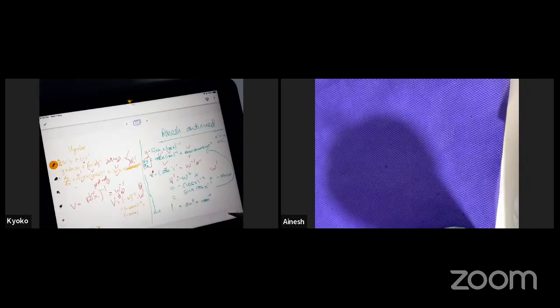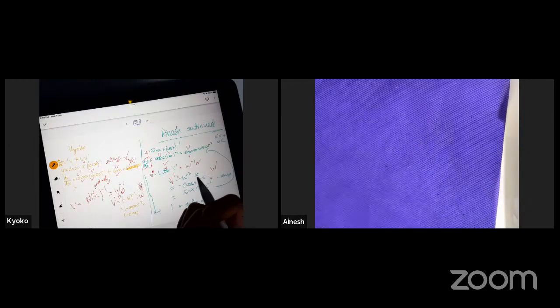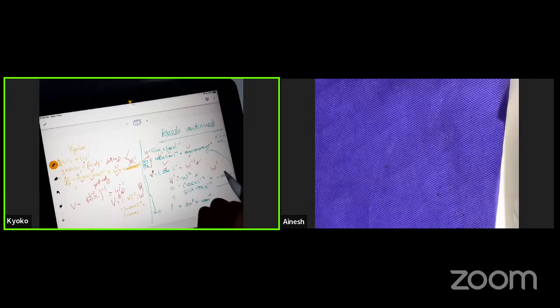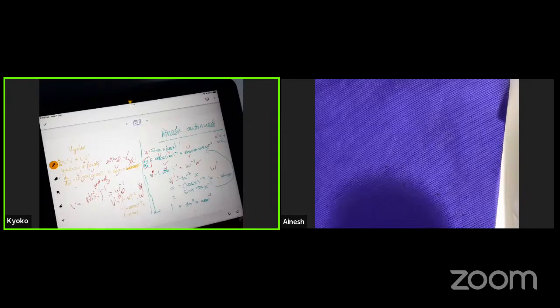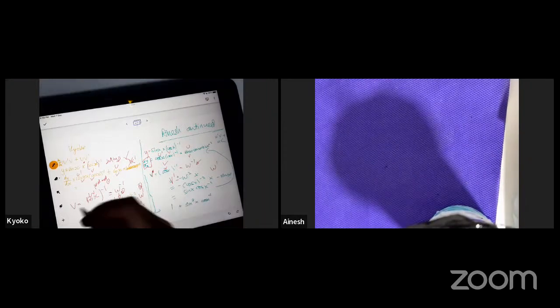Kyoko, what is cosine x times cosine x to the power of -1? What is it? 1. Yeah, so that is 1. There's a lot of simplification to be done in trigo. So if you notice it, simplify. Nothing wrong with that.